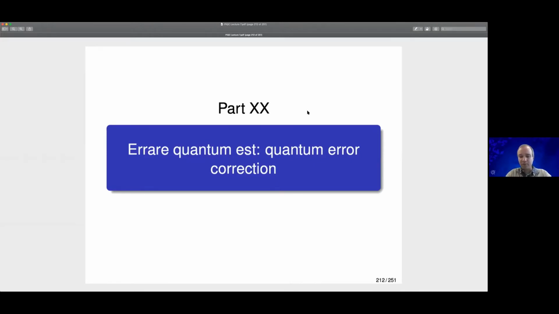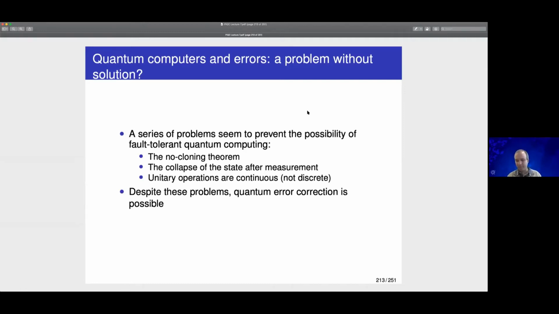But now I want to move to a different topic, which has been implied in all that we have been doing so far without being mentioned explicitly, which is the problem of noise, the problem of errors, and how to try to correct them in order to obtain fault-tolerant quantum computing. Quantum computers and quantum algorithms that are not affected by noise, that are not affected by errors in the gates and other problems, errors in measurements and things like that.